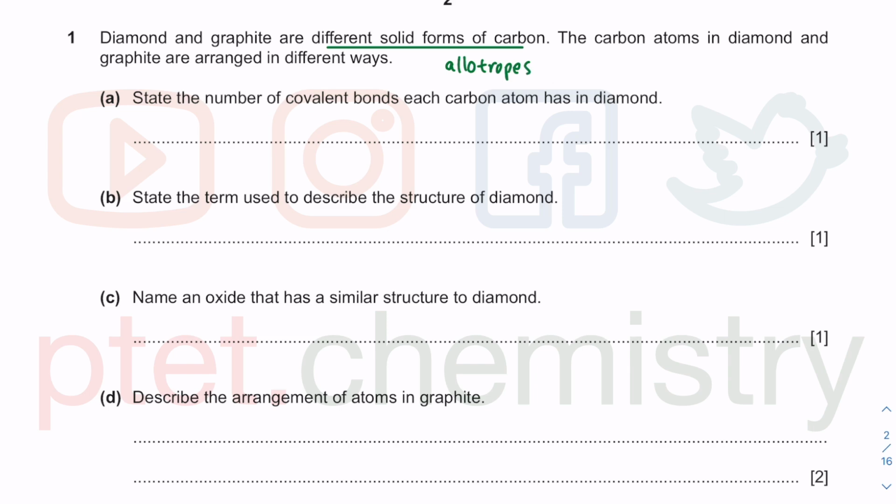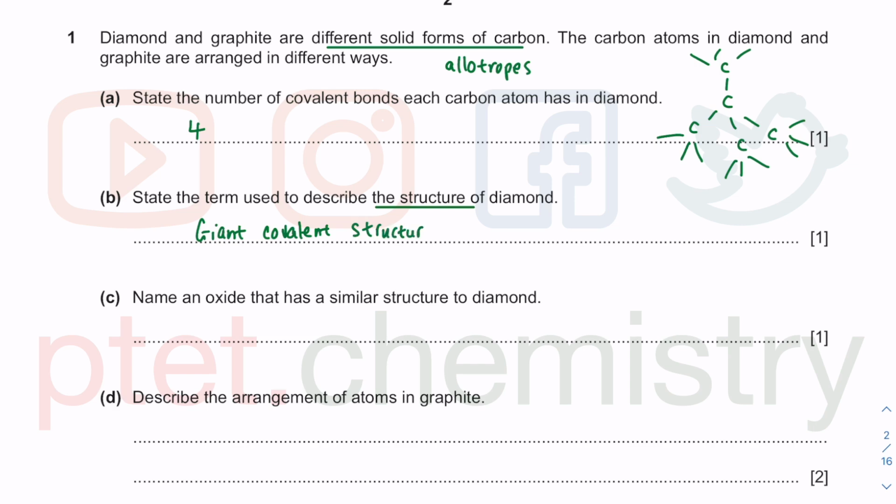We know that in diamond, each carbon is bonded to 4 other carbons, and then it continuously branches out, each carbon being bonded to 4 other carbons. So that's essentially the diamond framework. State the term used to describe the structure. So this is the giant covalent structure.